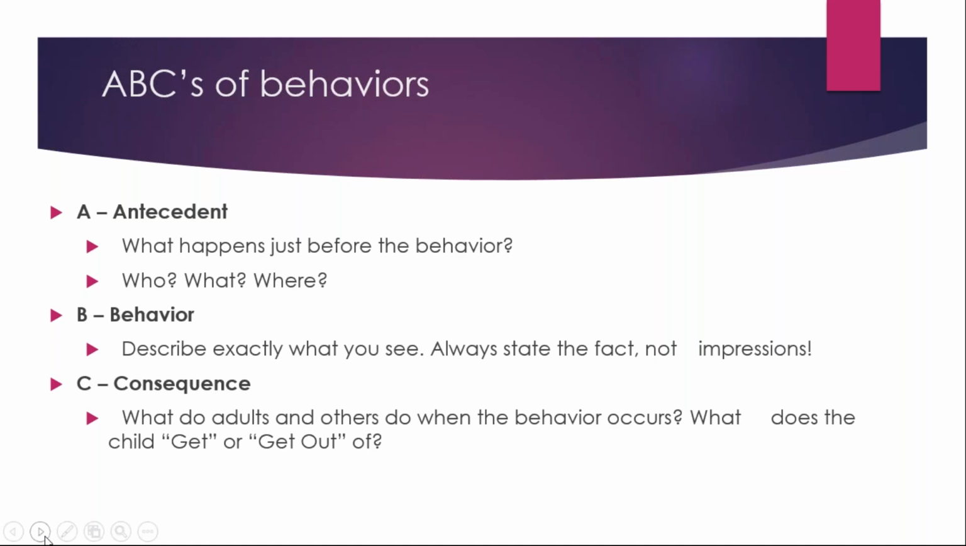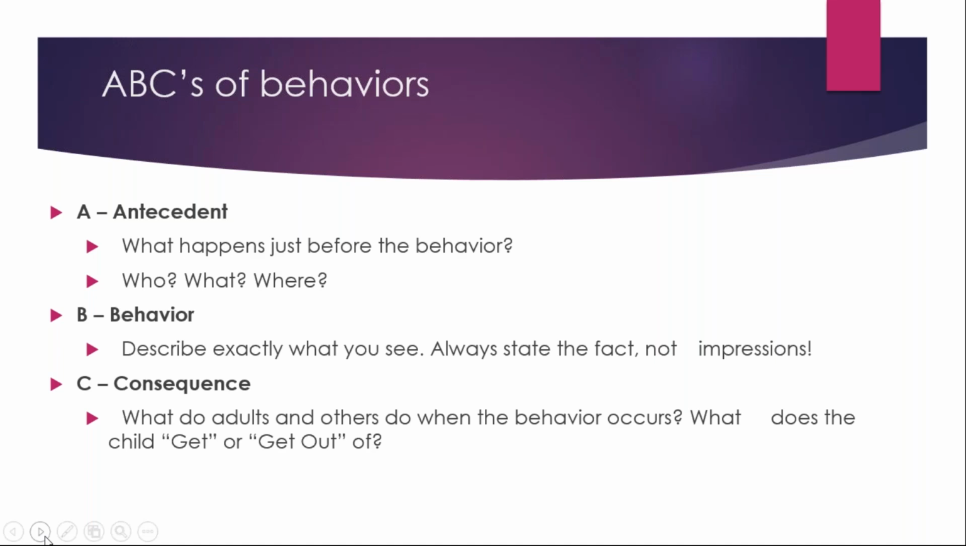Then B is behavior. It describes exactly what you see, and it always states the fact, not impressions. Not "you thought Charlie was angry," but rather Charlie stomped, had a frown on his face, and his fist balled up. It's not so subjective, but more objective of what's taking place. So that's the behavior, exactly what you see.